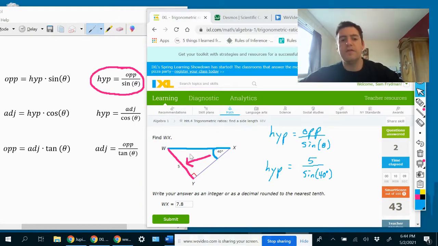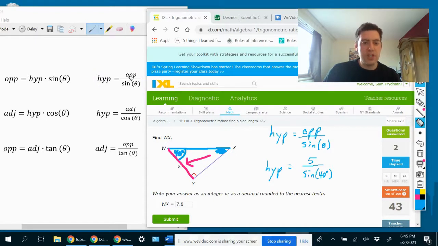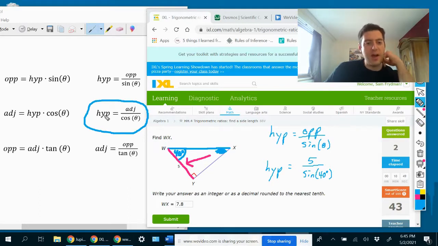Now, you have to be very careful, because what if they had not given me this angle? What if instead they had said that this angle was 40 degrees? Then the relationship between this angle and this side would be that this side is adjacent to this angle. So if that had been the case, then instead of using this equation, which had the opposite side in it, I would have wanted to use this equation. This equation tells me how to get the hypotenuse if I know what the adjacent side is. If I know what the adjacent side is, then I would divide it by the cosine of the angle, not the sine of the angle.